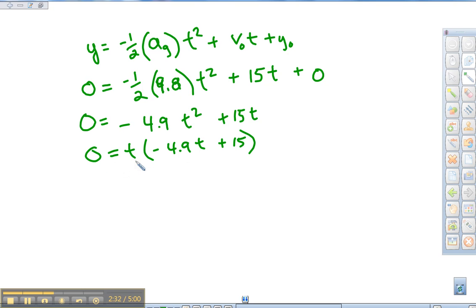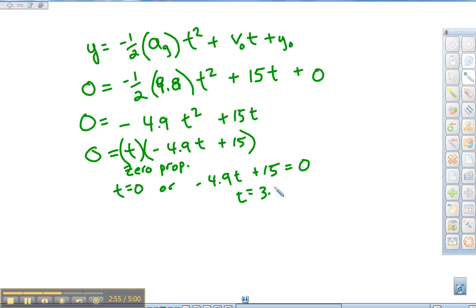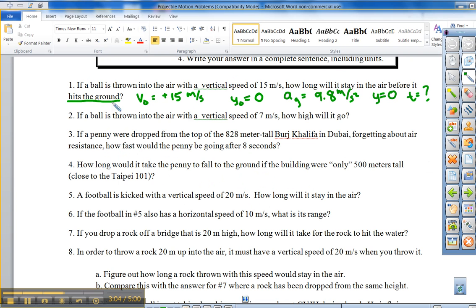And then you say, well, the zero property holds here, that if two things are multiplied together and they equal 0, then one of them had better be 0. So either t equals 0 or negative 4.9t plus 15 equals 0. Logically, one of those must be the case. And so if you solve for t, you end up with t equals 3.1, or something like that, so 3.1 seconds, basically. Anyway, that's how you do number 1.